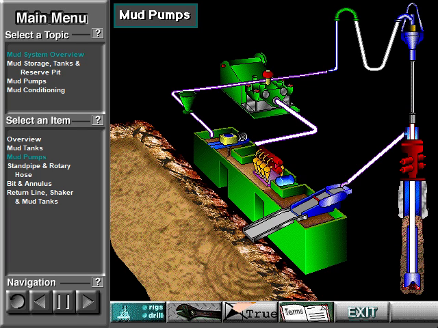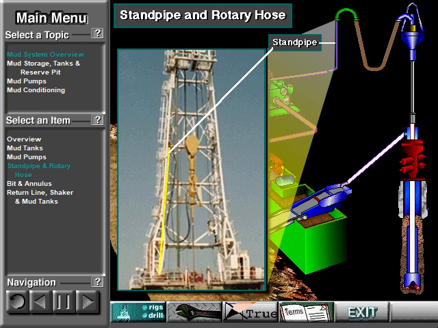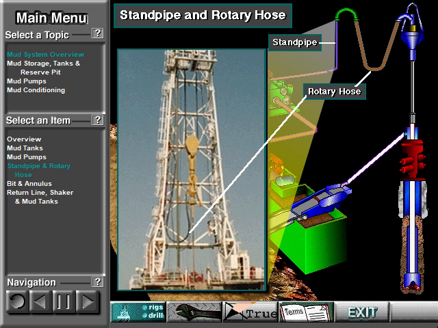The powerful pump or pumps pick up mud from the mud tanks and send it to the drill string and bit. The pump moves the mud into the discharge line, up the standpipe, and into the rotary hose. The standpipe takes the mud about halfway up the mast. The rotary hose is attached to the standpipe.